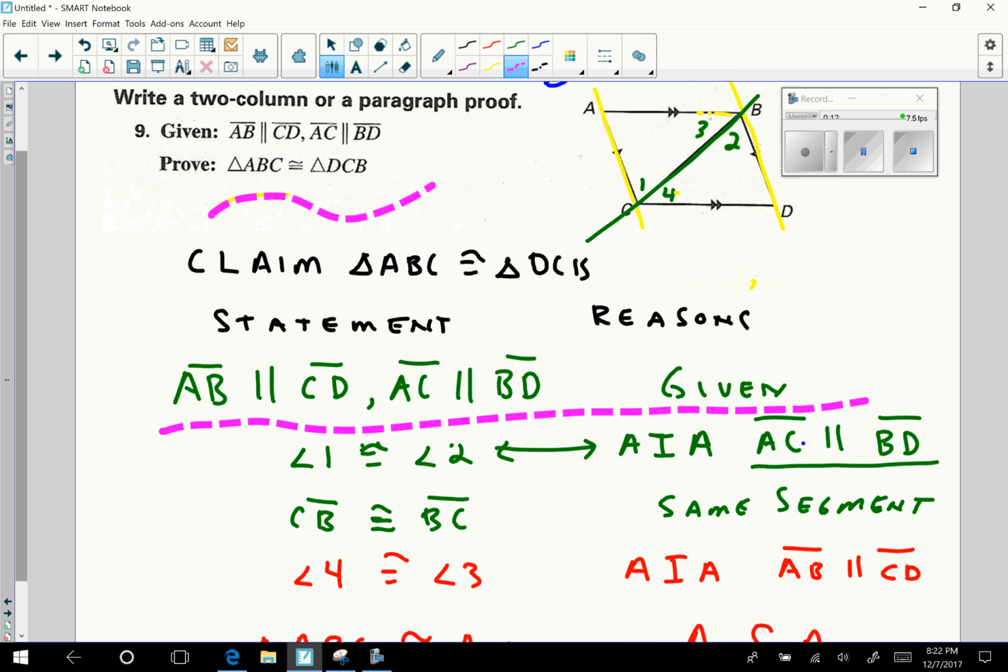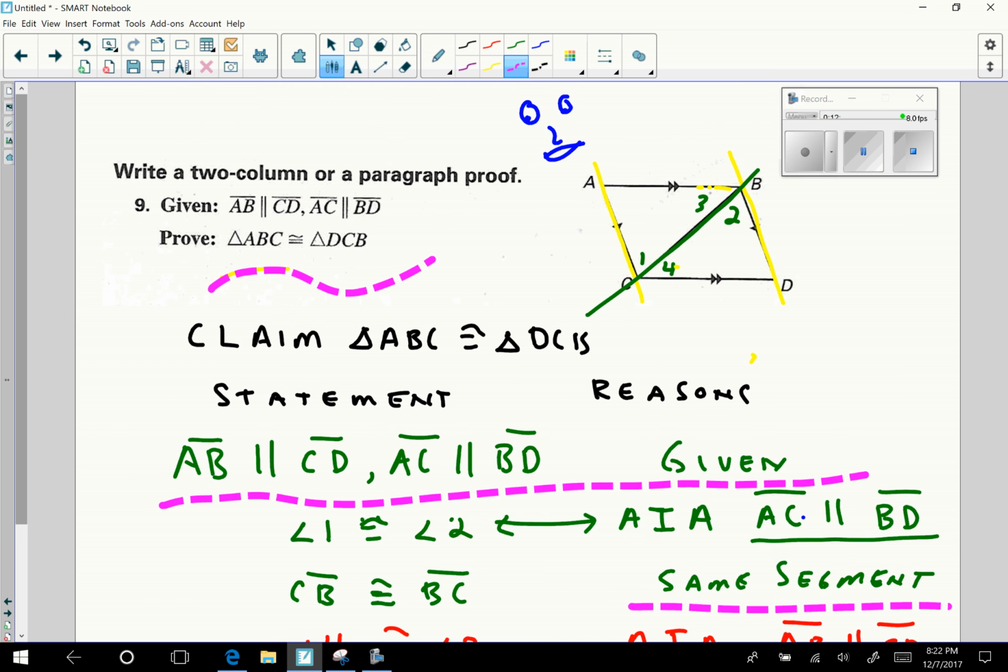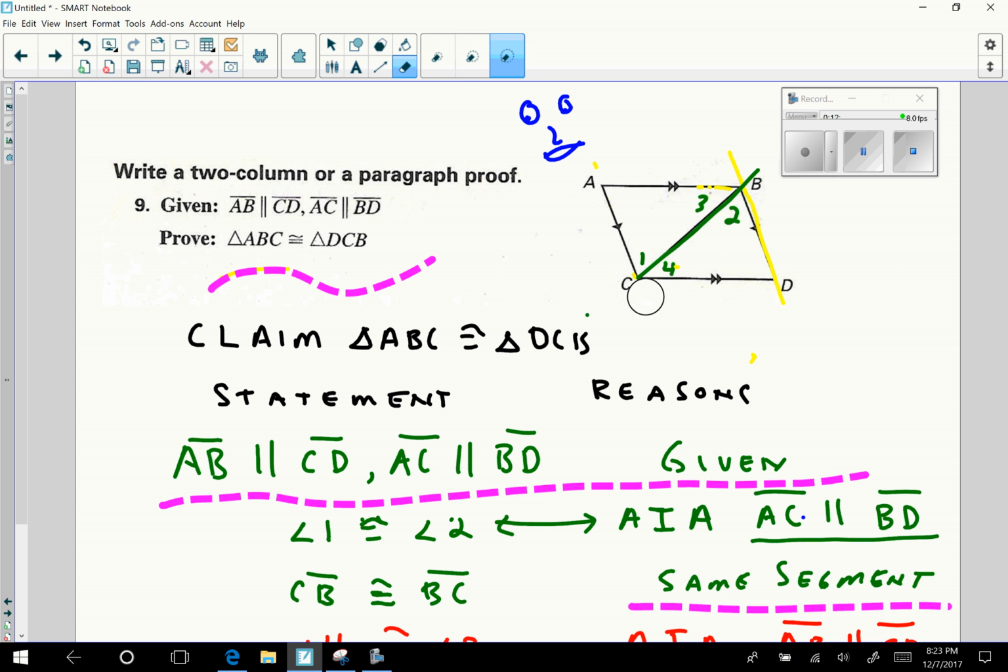I'm going to make the statement that CB is congruent to BC. This is easy for us, because they're the same segment. And now I'm going to make the statement that 4 is congruent to 3. Let's see here. Why would that be true? Well, I'm going to do the same thing I did before and extend these lines.